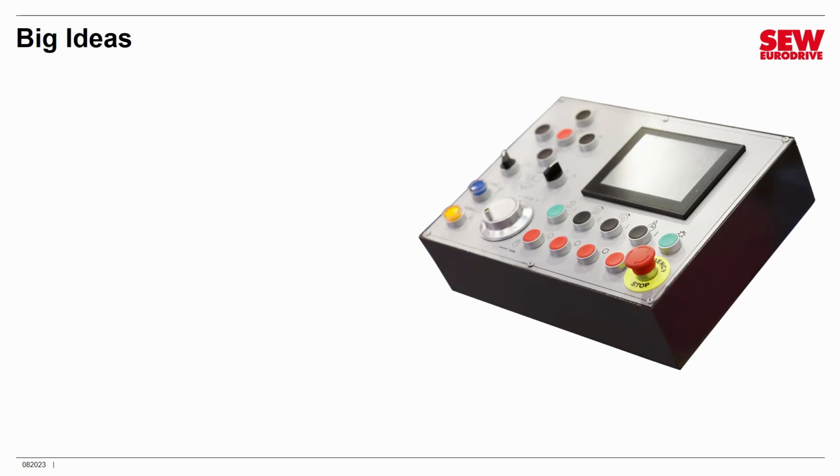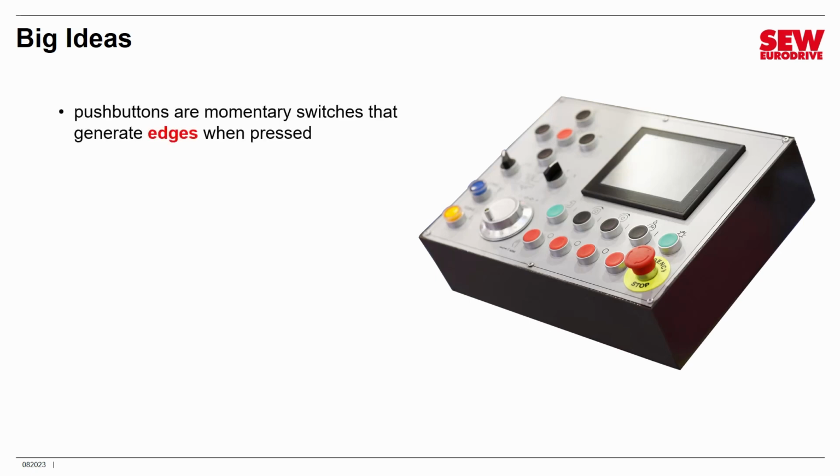First of all, a few big ideas. Push buttons are momentary switches. In other words, you press them and they change state, but when you release them, they go back to their original state. They generate what are called edges when they're pressed. An edge is basically a transition between two levels, in other words, between 0 and 1 or 1 and 0.